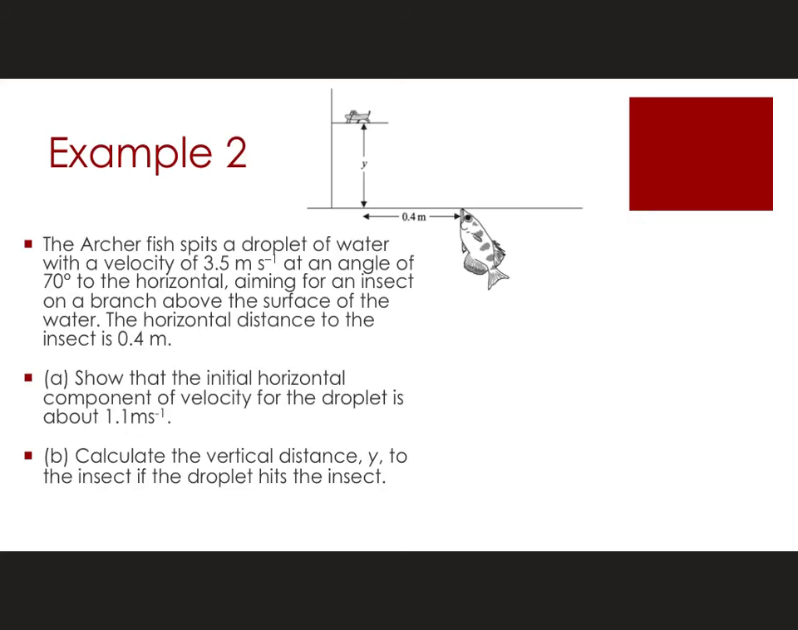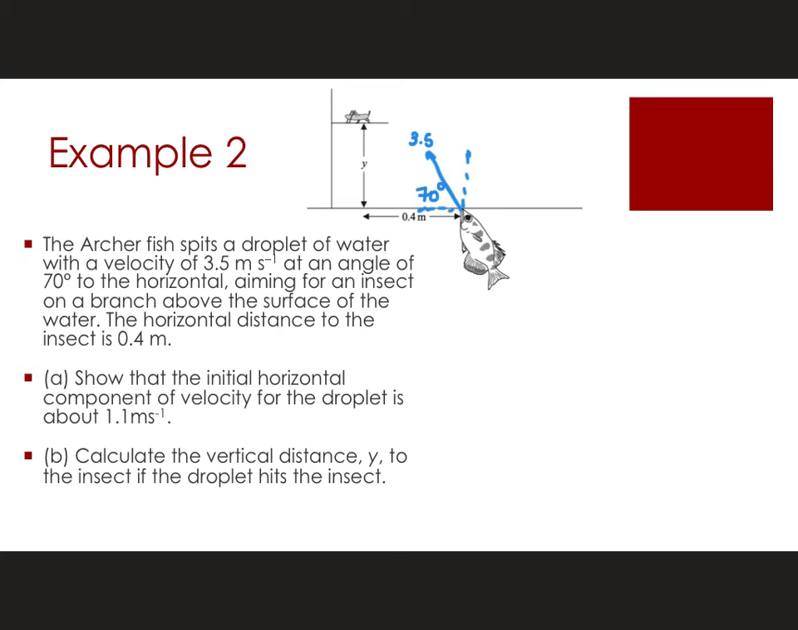Now, the previous example had the ball leaving with a horizontal velocity only, so it made it a little easier. But in this case, we've got this archer fish, and it's spitting at an angle of 70 degrees to the horizontal. So if I drew this in, here's my vector, 70 degrees to the horizontal, and that speed 3.5. That's actually the diagonal of our rectangle or parallelogram rule.